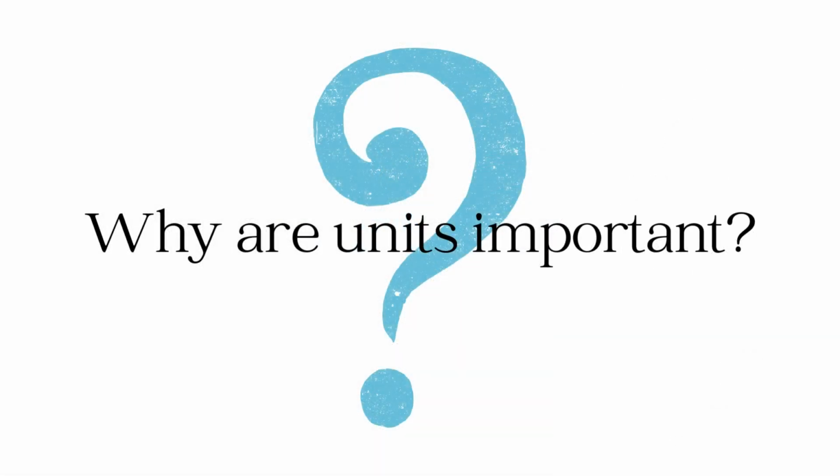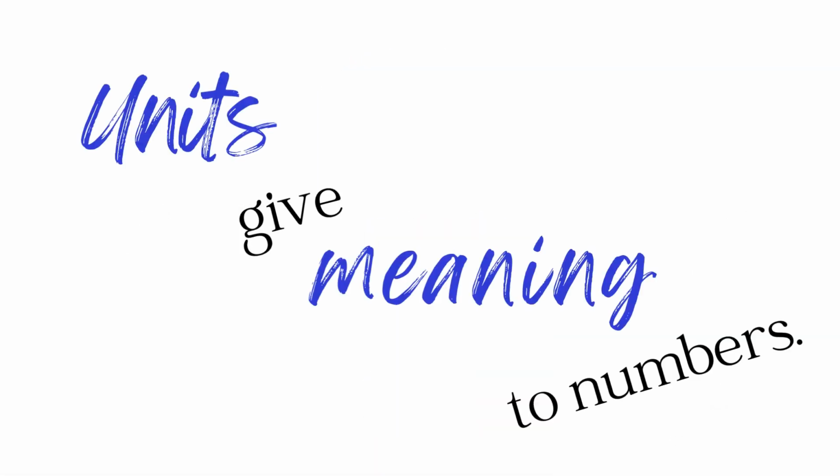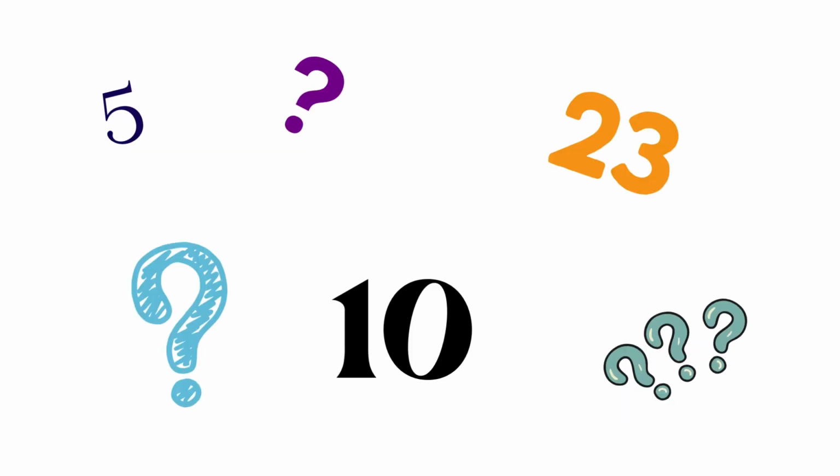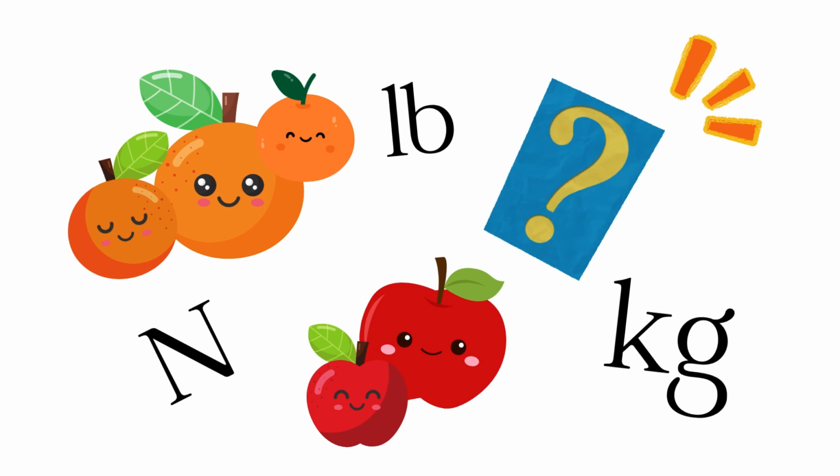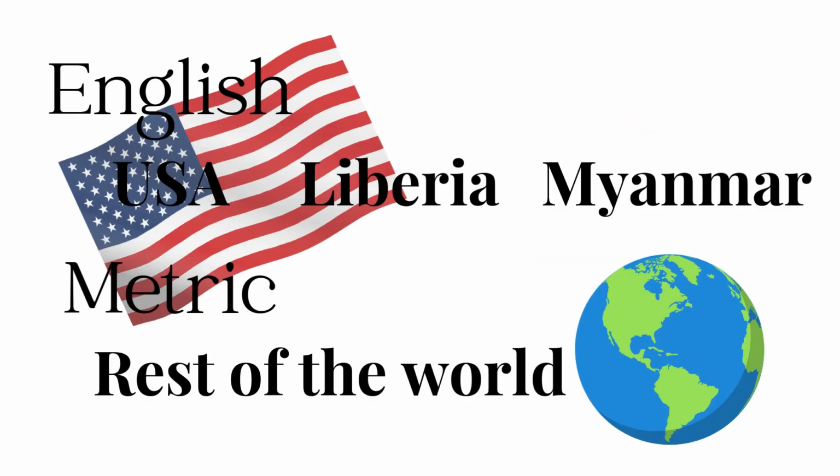Units. Why are they important? Units give meaning to numbers. It doesn't do you much good to solve an equation and just have a numerical answer, 5, 10, 23. You need to know, what do those numbers mean? And that's where the units come in. Are we talking apples? Are we talking oranges? Pounds, kilograms, newtons? So there are two major systems of units, the English and the metric system.